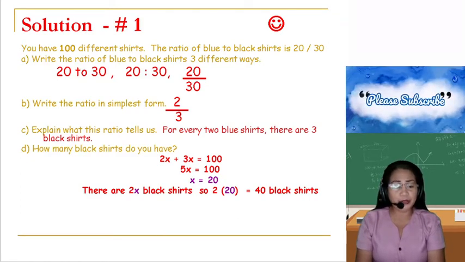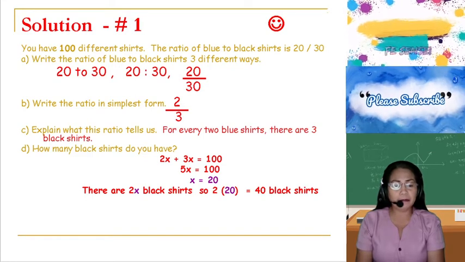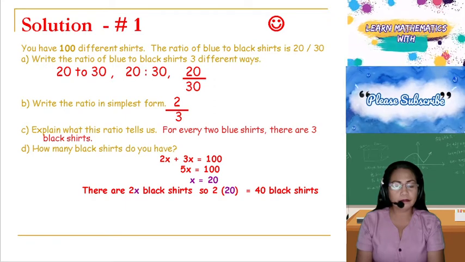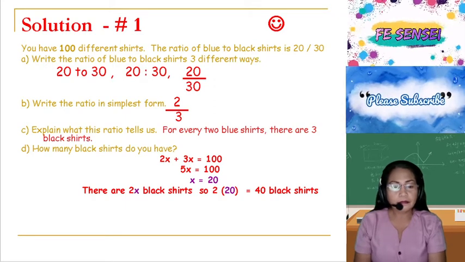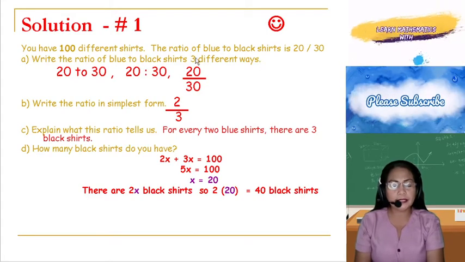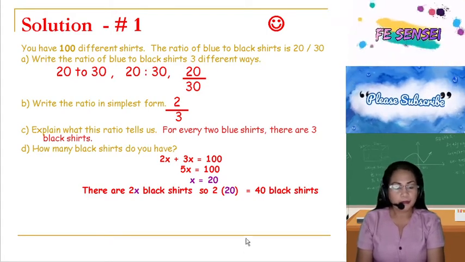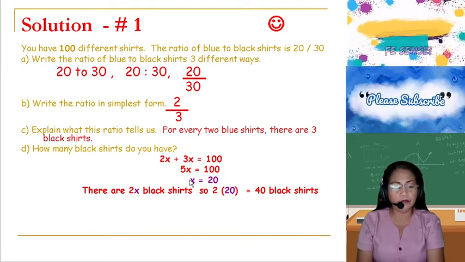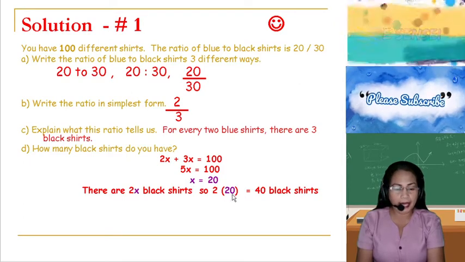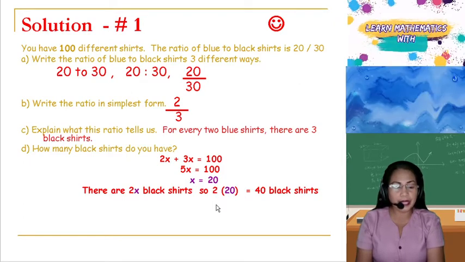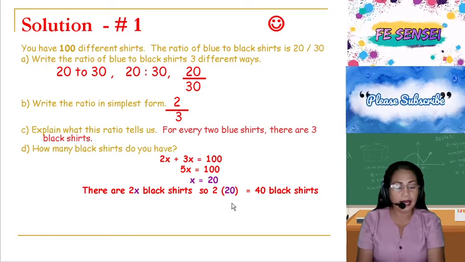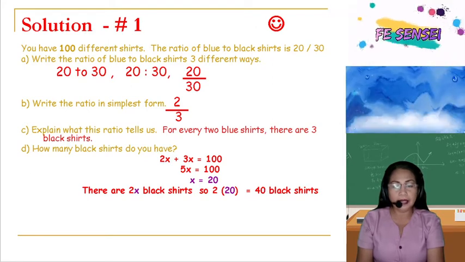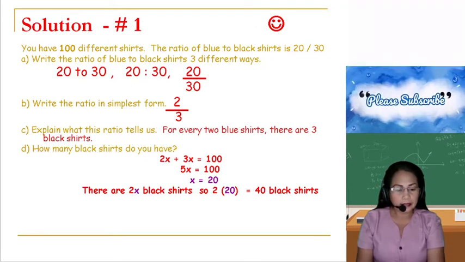And if we're going to get how many blue shirts, we just simply substitute the value of x, and you can have 3 times 20 is 60. And 60 plus 40 is 100.